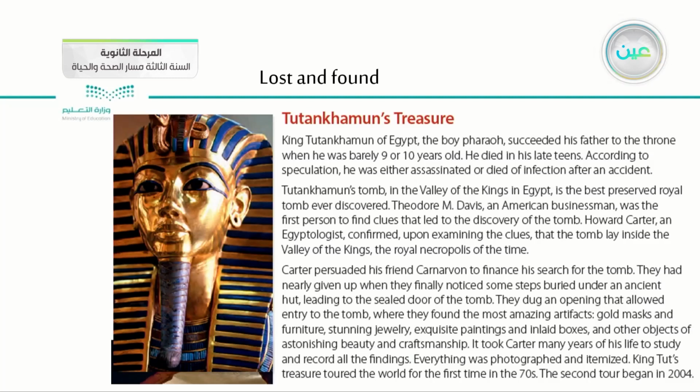Theodore M. Davis, an American businessman, was the first person to find clues that led to the discovery of the tomb. Howard Carter, an Egyptologist, confirmed upon examining the clues that the tomb lay inside the Valley of the Kings, the royal necropolis of the time. Carter persuaded his friend Carnarvon to finance his search for the tomb. They had nearly given up when they finally noticed some steps buried under an ancient hut leading to the sealed door of the tomb. They dug an opening that allowed entry to the tomb, where they found the most amazing artifacts: gold masks and furniture, stunning jewelry, exquisite paintings in inlaid boxes, and other objects of astonishing beauty and craftsmanship.